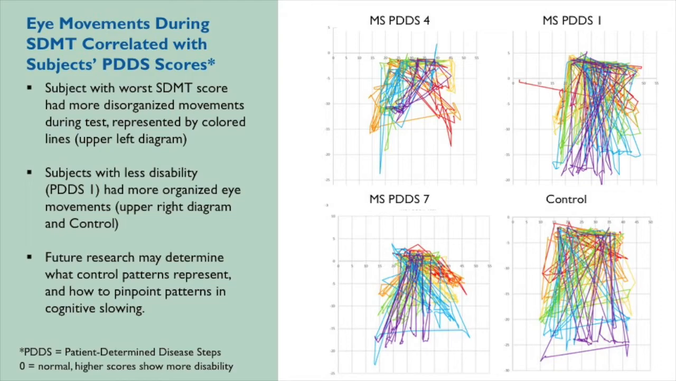And also, we would like to analyze the data further to somehow pinpoint a pattern in cognitive slowing that we see in multiple sclerosis, which could be used to develop rehabilitation techniques.